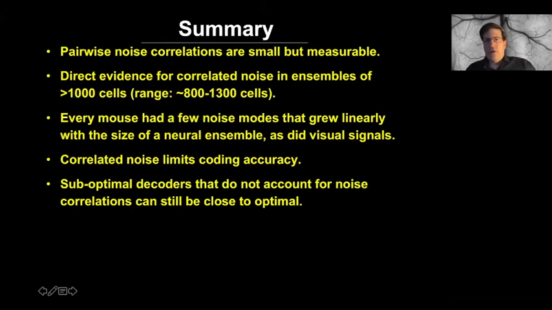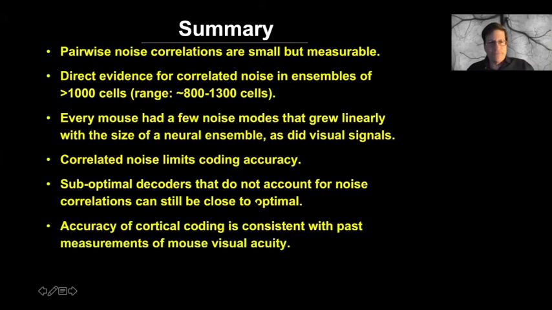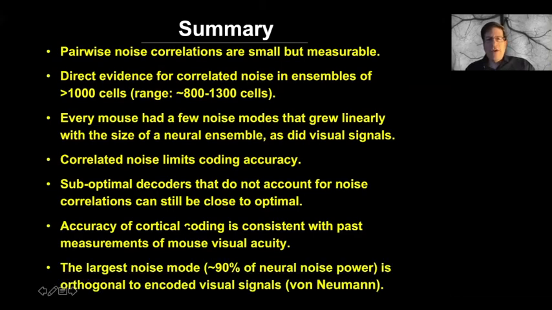This correlated noise was important to take into account for stimuli that were very close to one another and hard to discern, but less important for stimuli that were not so similar. And moreover, the accuracy of cortical coding that you would infer based on the D prime values that we're assessing here in V1 are consistent with previous behavioral measurements of mouse visual acuity, including with these same kind of oriented gratings. And then finally, the interesting point that I mentioned at the end, namely that most of the noise is actually orthogonal to the encoded visual signals.